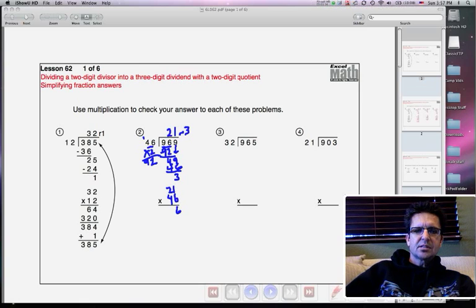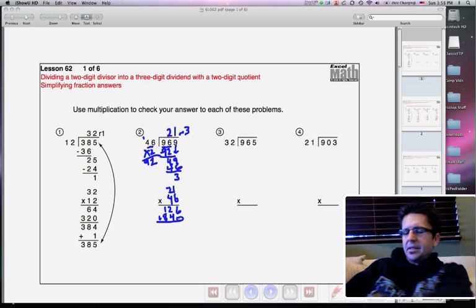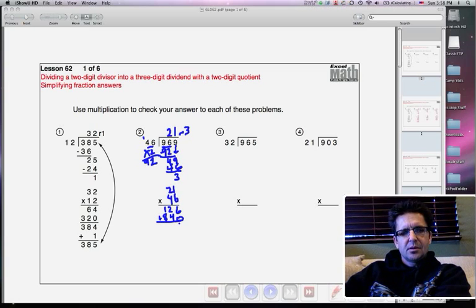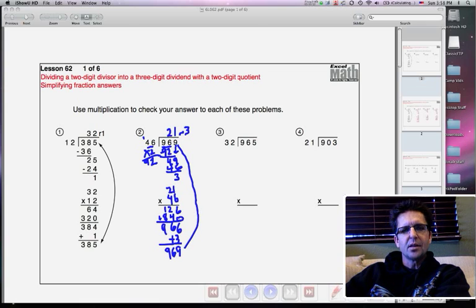1 times 6 is 6. 2 times 6 is 12. Placeholder. 1 times 4 is 4. 2 times 4 is 8. Add those together. And 6 plus 0 is 6, 2 plus 4 is 6, 8 plus 1 is 9, but then we have to add the remainder that we have up there as well, and we get 969, which is the same number that we see right there, so we can be reasonably sure that our answer is correct at 21 remainder 3.